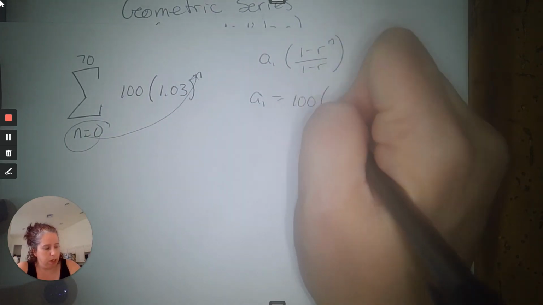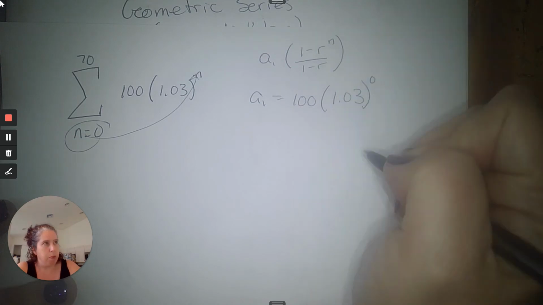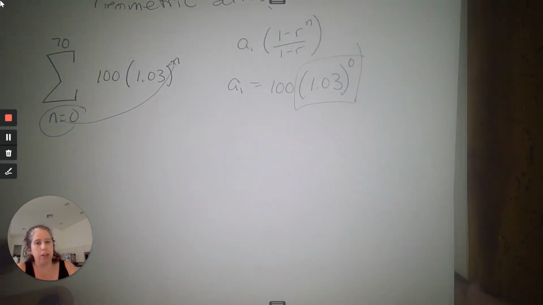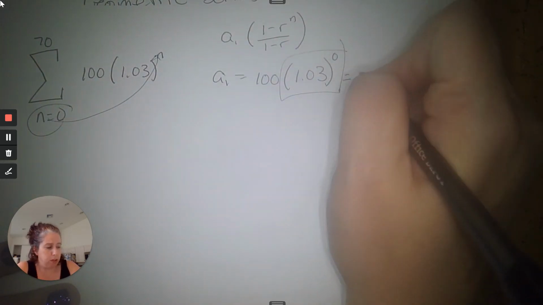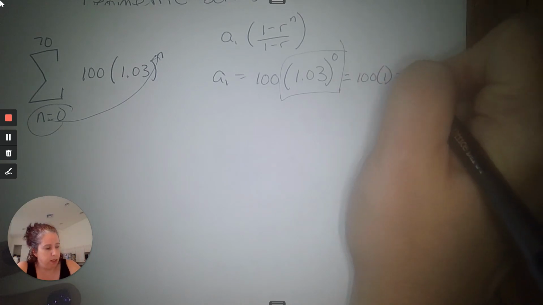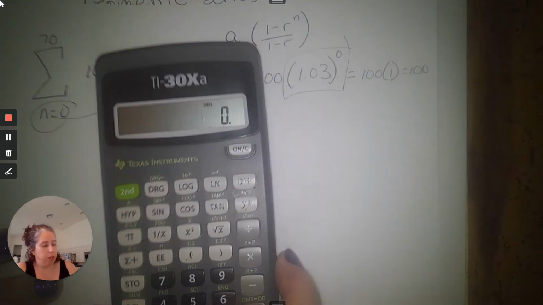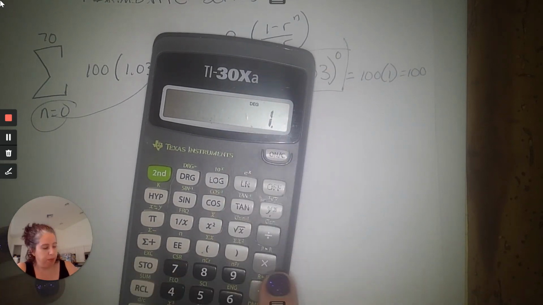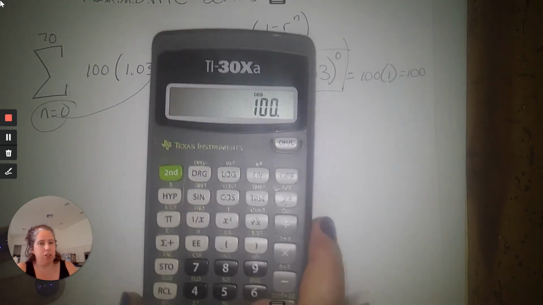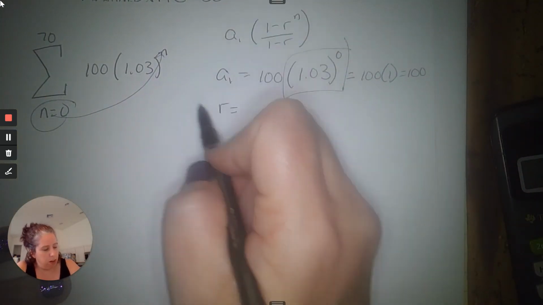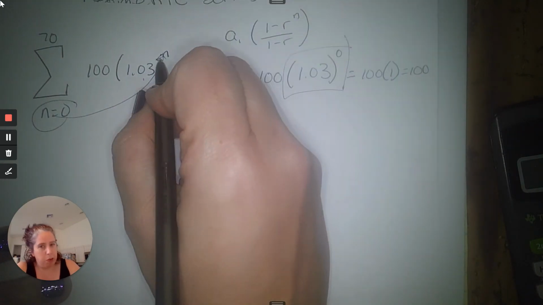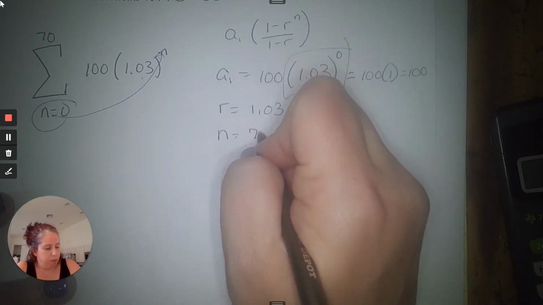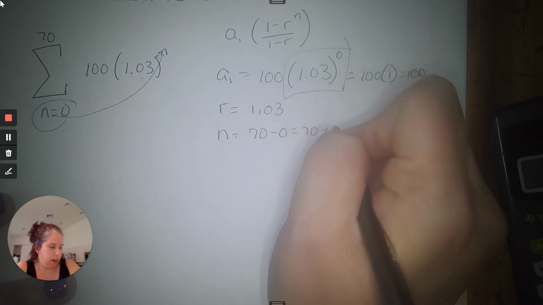So 100 times 1.03 to the 0 power. Remember, do your exponents first. Guys, remember, anything to the 0 power is 1, right? So this is 100 times 1, which is 100. Okay, I'll even do it on here so I can prove it to you. 1.03 raised to the 0 power. Oh, look, this 1 times 100 is 100. Right? R is the number being raised to the power, so it's 1.03. Right? N is the top number minus the bottom number, so it's 70, and then add 1 back, so it's 71.